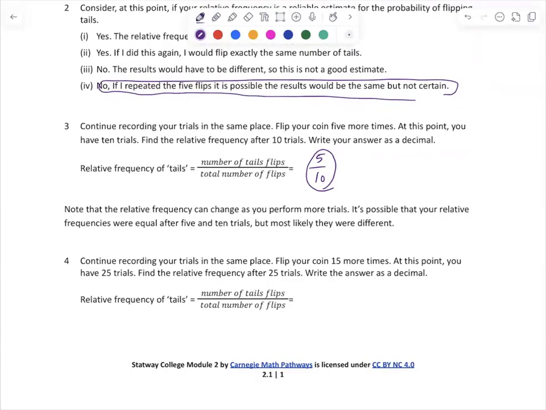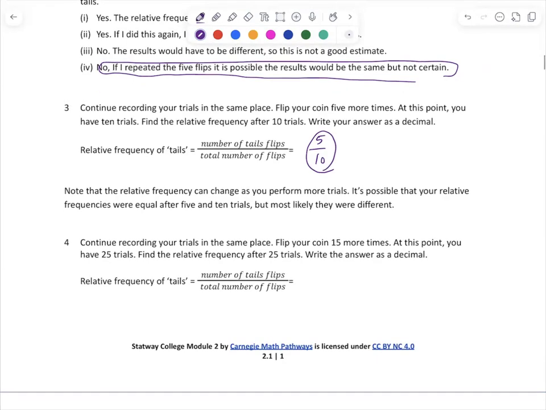Note that the relative frequency can change as you perform more trials. It's possible that your relative frequencies were equal after 5 and 10 trials, but most likely they were different. So what if you continue this process 15 times, right? What if you move to 25 trials? What happens to the relative frequency?